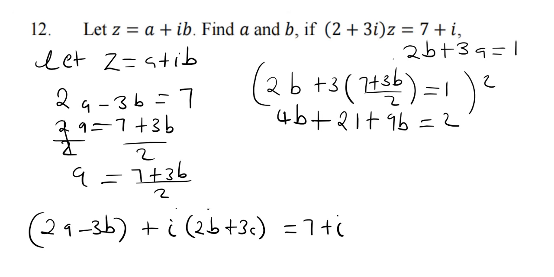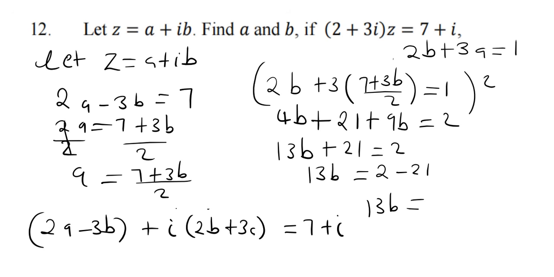Now that I've got this, I can put the like terms together. 4b plus 9b gives 13b. Then plus 21 equals 2. So 13b equals 2 minus 21, which gives me negative 19. Then I'm going to divide by 13 on both sides. So therefore my b will just be negative 19 over 13. So that is my b.